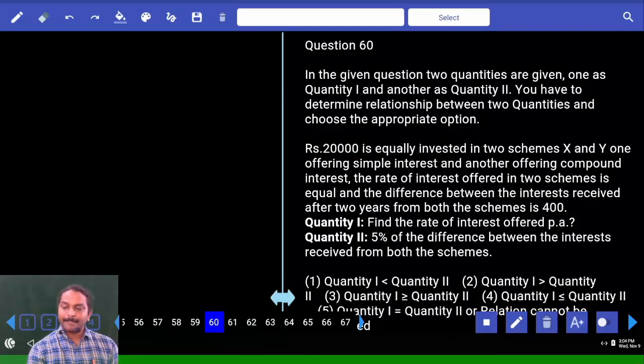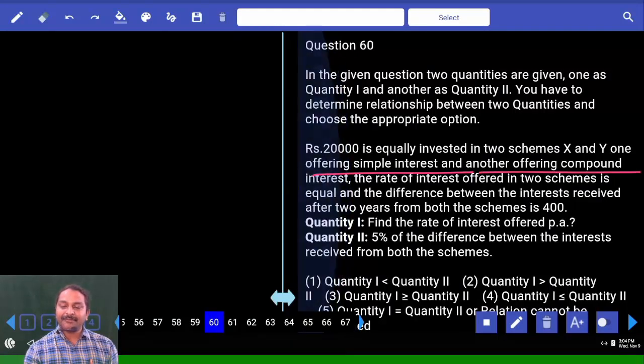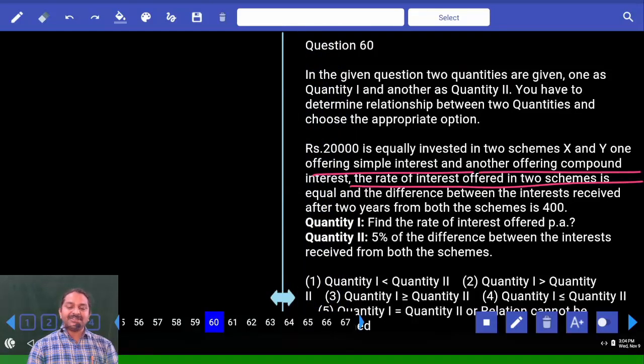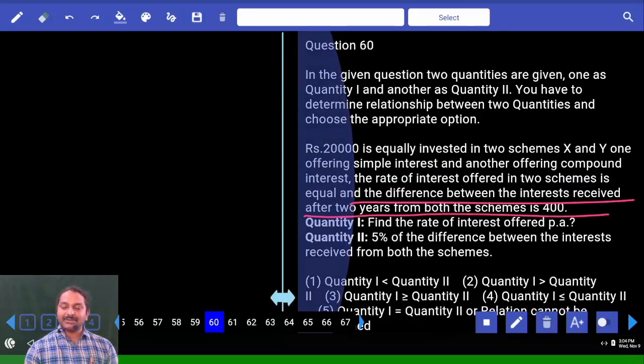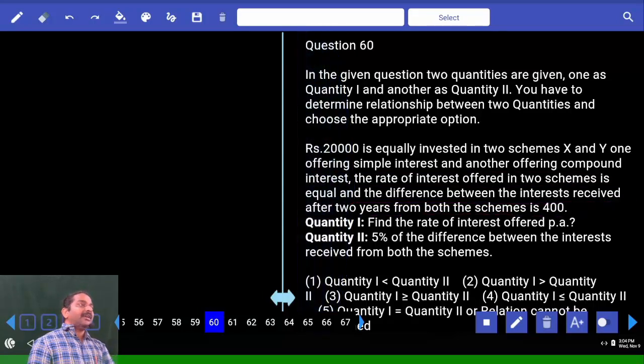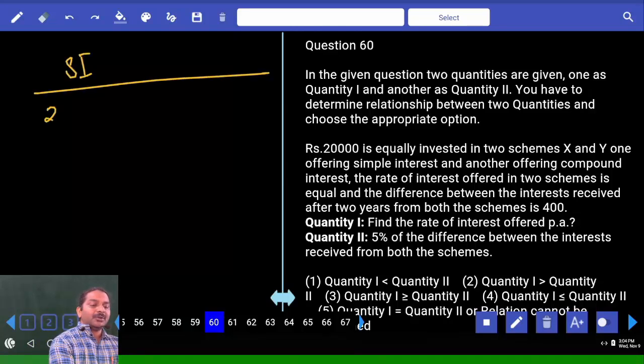10,000. One offering simple interest, the other offering compound interest. The rate of interest offered in the two schemes is equal, R is equal. And the difference between the interest received after 2 years from both the schemes is 400. If at the rate of R%, what is simple interest for 2 years? Simple interest is 2R.